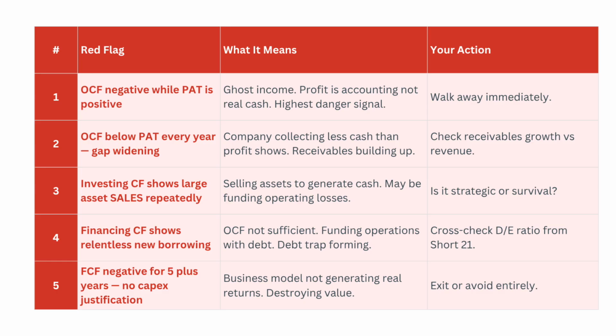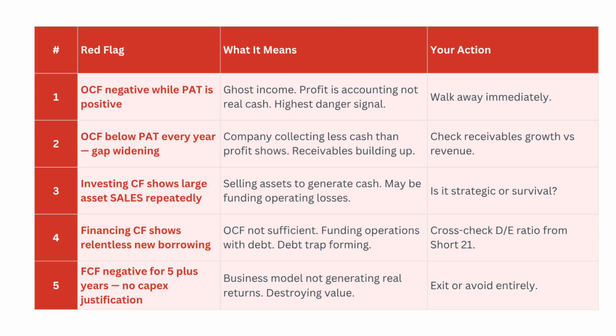Walk away immediately. Then the next red flag, number 2: OCF below PAT every year. The gap is widening. What does it mean? The company is collecting less cash than the profit shows, with receivables building up. What is your action? Always check receivables growth versus revenue.